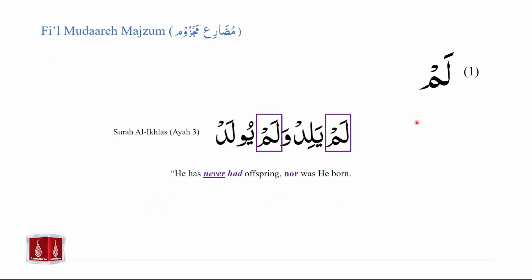We also see an example of the use of lam in Surah Al-Ikhlas, ayah number 3. Lam yalid wa lam yulad. He has never had offspring, nor was he born.